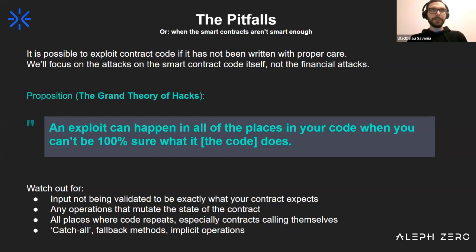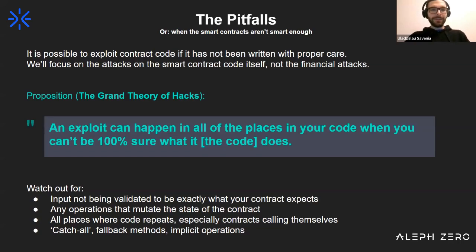Also, you need to be careful about code which calls upon itself, like recursion, or even a contract calling upon itself, or any repeating part of code. And importantly, a thing which we'll be discussing later is a catch-all mechanism for going through your errors, and fallbacks and implicit operations as well.